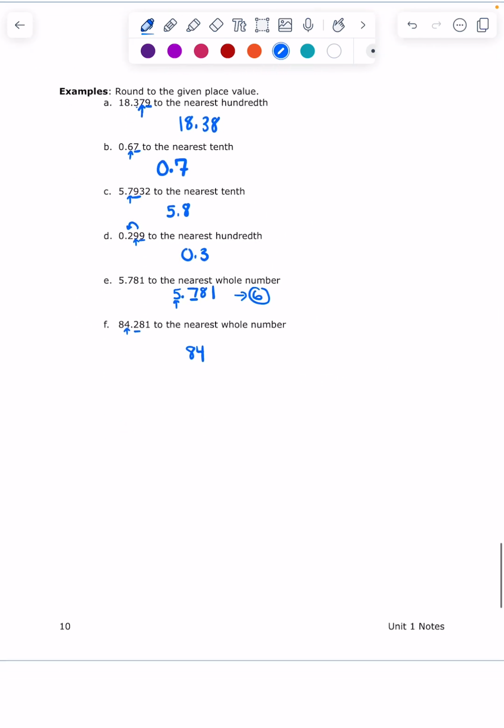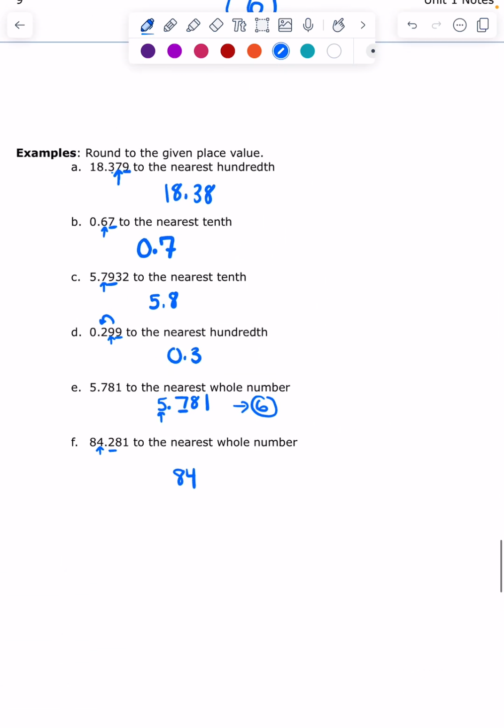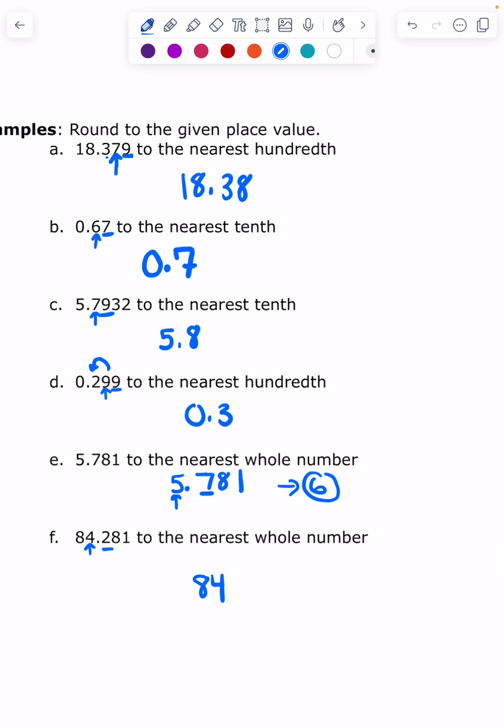Okay, do we have any more? Nope. So keep practicing your rounding, and if you get a question wrong in the homework, check and see if maybe you rounded incorrectly before you assume that you just don't know how to do it.